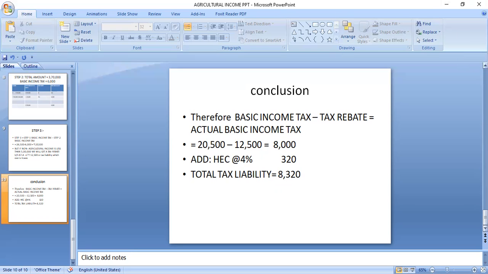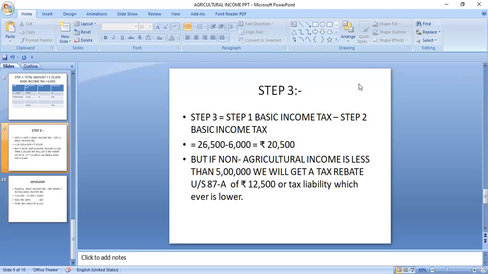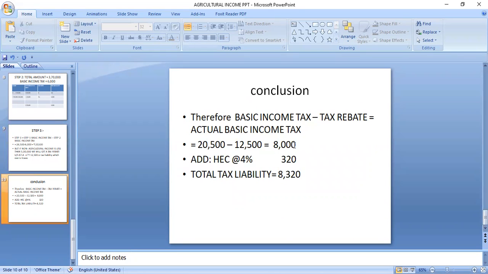Now this is the tax liability before tax rebate. How much is the tax liability? 20,500 is the tax liability before giving tax rebate. Then after giving tax rebate, how much did you get? 8,000. That means 20,500 minus 12,500, you'll get 8,000 as the basic income tax. Adding HEC, you'll get the total tax liability. This is how to club, how to integrate agriculture income and non-agriculture income.